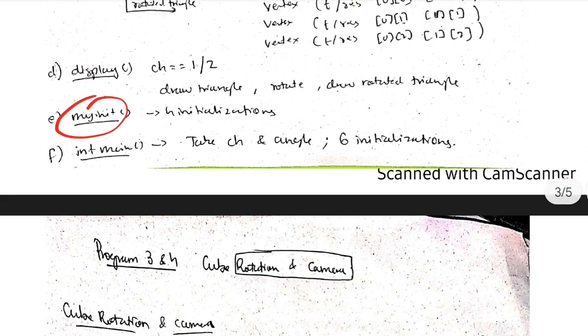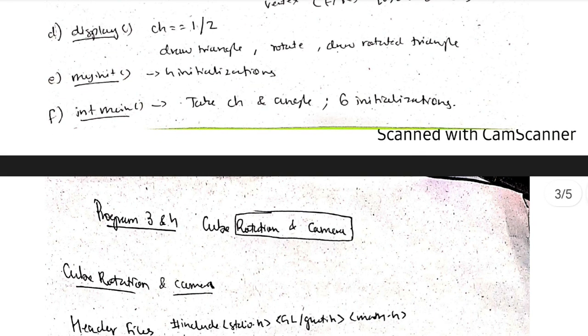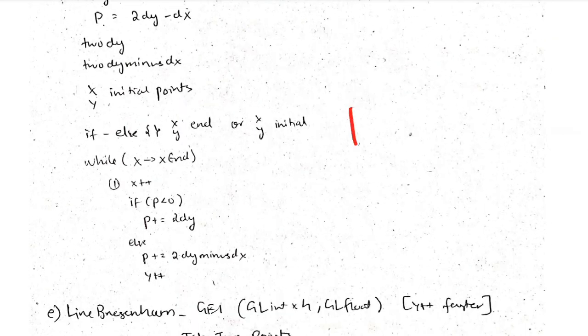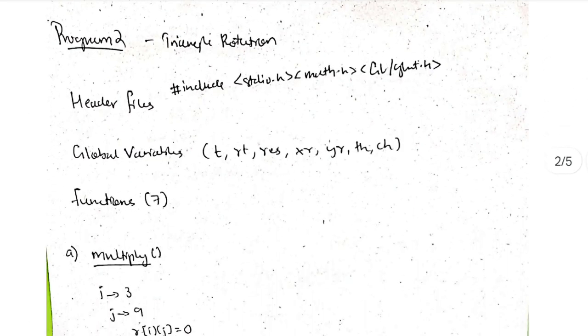My init function for initialization is just as we discussed in the previous program. It sets the background color, pen thickness and pen color, sets the size, and gluOrtho2D defines from which point to which point it should display, and then the window name will be set. In int main, we take ch and the angle value, along with the 6 initialization things. I forgot to discuss the int main of this part. In int main, we have the code to read the values with scanf and printf, the 2 points, and call the function. That's what happens in int main along with the initialization things.